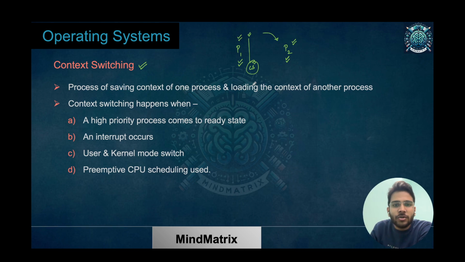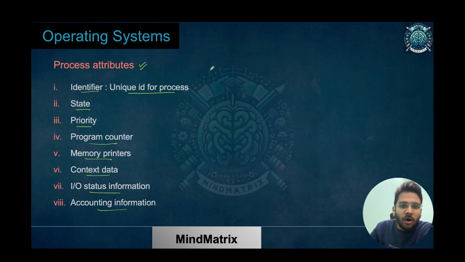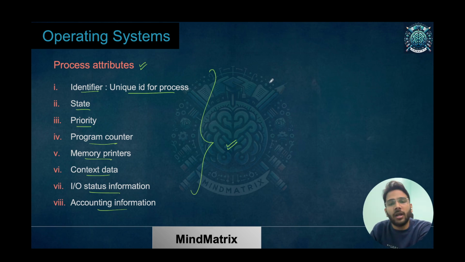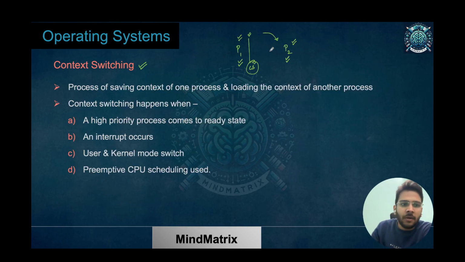Okay, so that is called context switching. When we say saving the context of one process, what do we mean? Basically, we are storing all the information of the process before executing another process. So that is saving the context of the process.